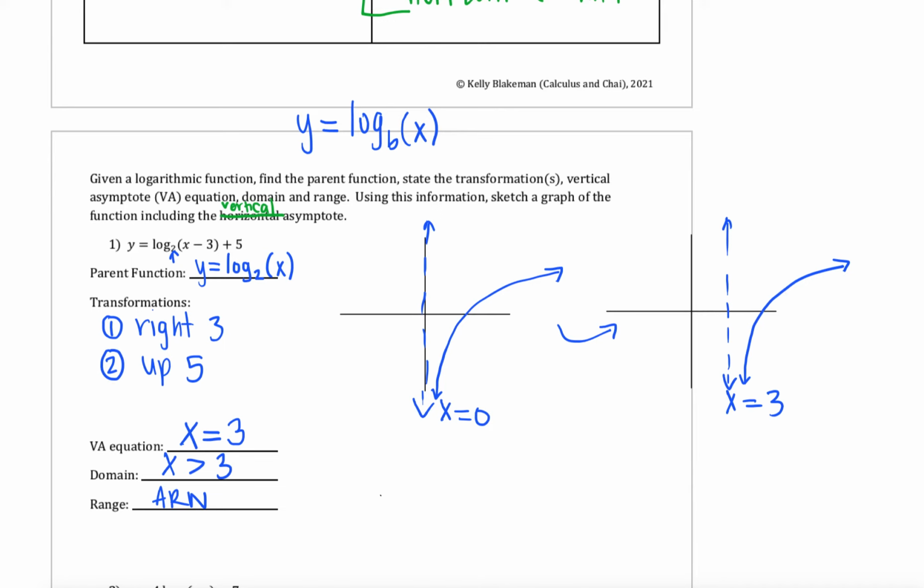In terms of sketching it, we've applied our first transformation. If I were to apply the second transformation, not much would change. This graph would just shift up 5 units, but I would still have the same shape and I would still have the same vertical asymptote here.